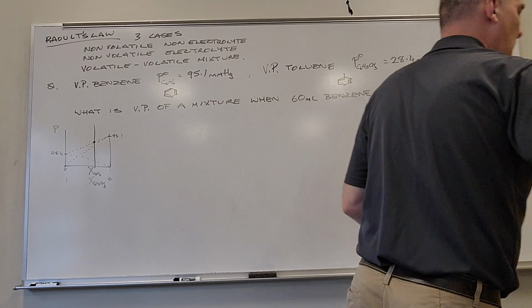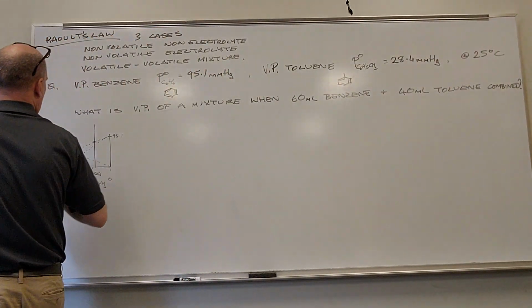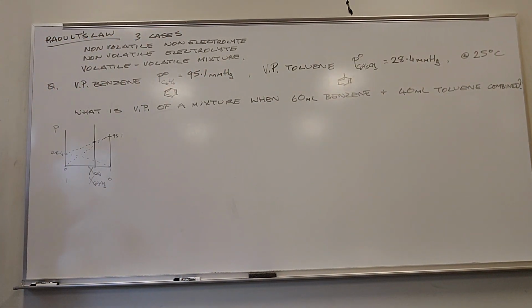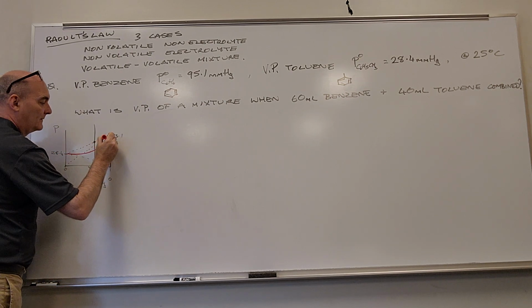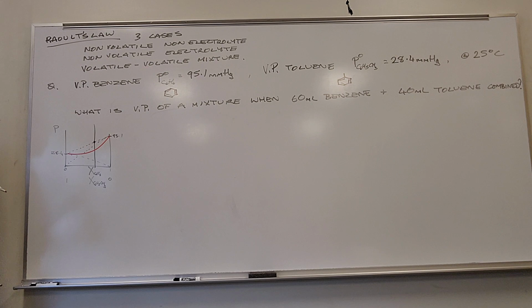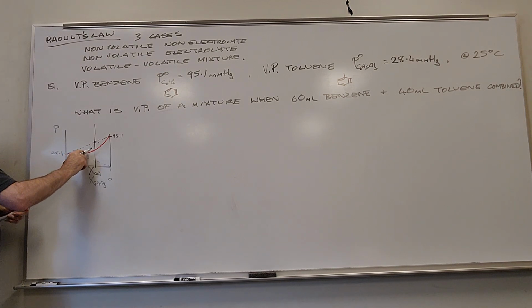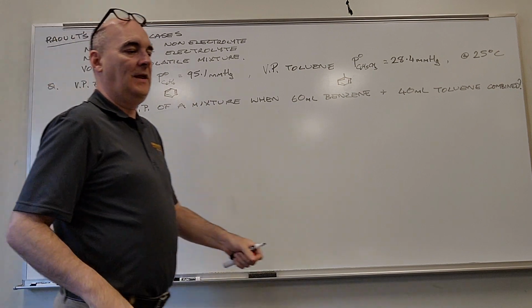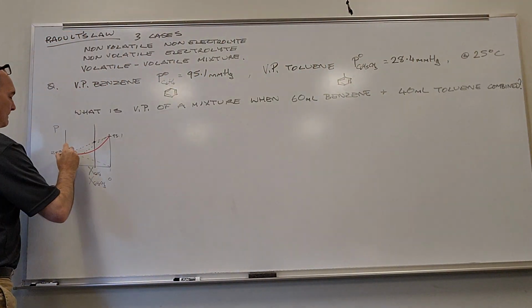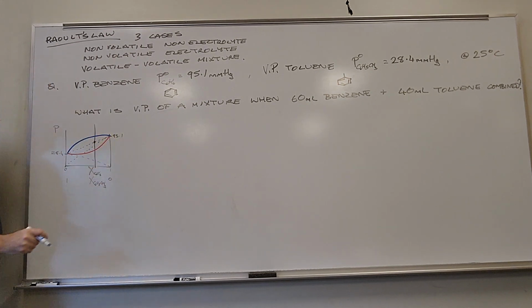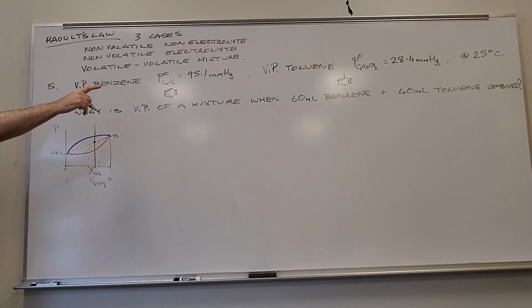So, my black line here is ideal. If they attract, I would see a negative deviation, and my actual value would be somewhere on this line. If they repel, then I would get something on that line. Am I expecting those two to attract or repel?